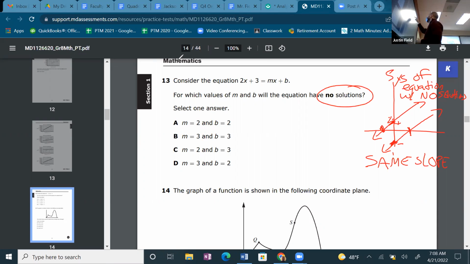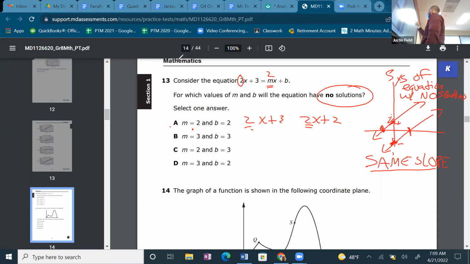The slope of this line is 2. So what do we want to see on the other side so that they have the same slope? 2. Does it matter what the y-intercept is? No, they just have to have the same slope. So which one could be the answer? Could A be the answer? If M was 2, would they have no solution? It would be 2x plus 3 and 2x plus 2.